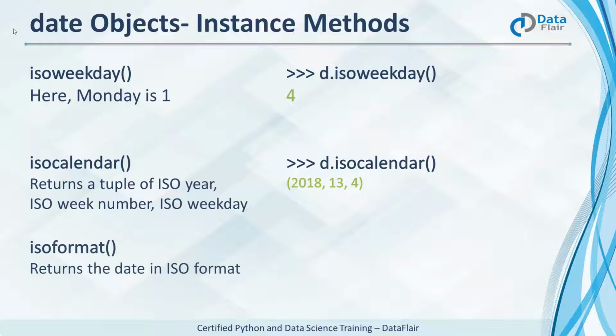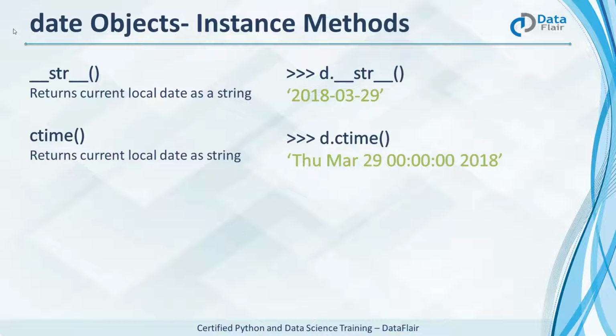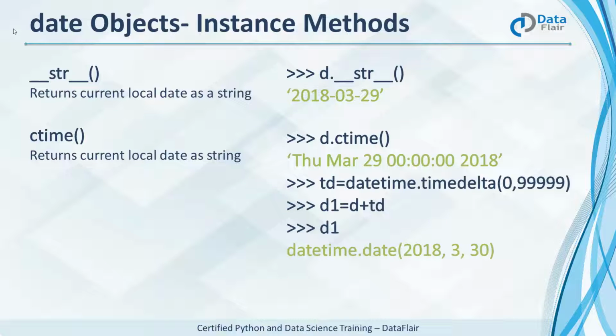Isoformat returns the date in the ISO format. This is what it looks like. str gives us the current date as a string. This is equivalent to isoformat, and strftime returns it as a string too, this way. We can also add a timedelta to a date and compare two dates this way.